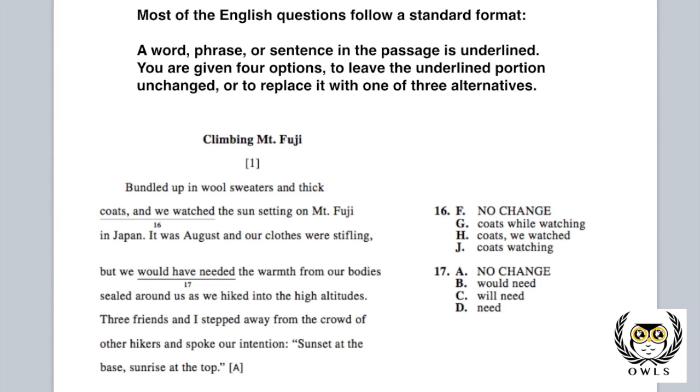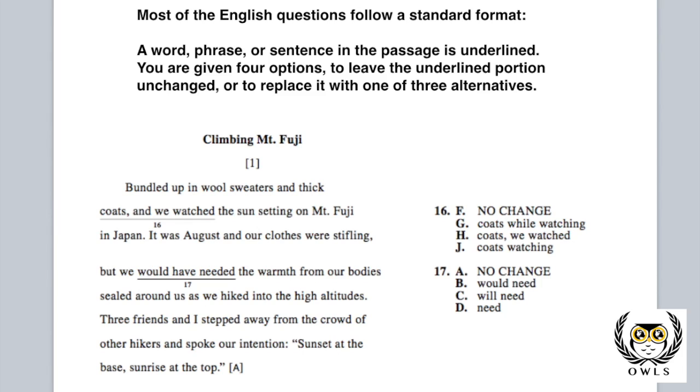A word, phrase, or sentence in the passage is underlined, thereby pointing specifically to where you need to look. You're given 4 options to leave the underlined portion unchanged or to replace it with one of the 3 alternatives. Do not make the mistake that some students make by ignoring the no change option and looking for mistakes. This is going to be your answer roughly 25% of the time. So don't forget that there is a no change option. And if there isn't a better alternative, if the other answer choice creates a different problem, or if the sentence is simple and fine the way it is, then you can choose no change.